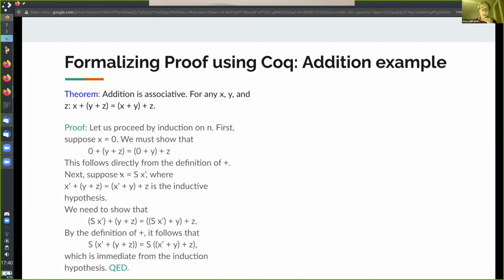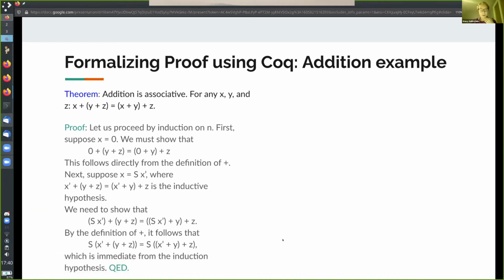Now we can say, suppose that x is the successor of some other number, x prime, where x prime plus (y plus z) is equal to (x prime plus y) plus z. So we have constructed ourselves an inductive hypothesis. So now we need to show that the successor of x prime plus (y plus z) is equal to the successor of (x prime plus y) plus z, with the brackets rearranged.